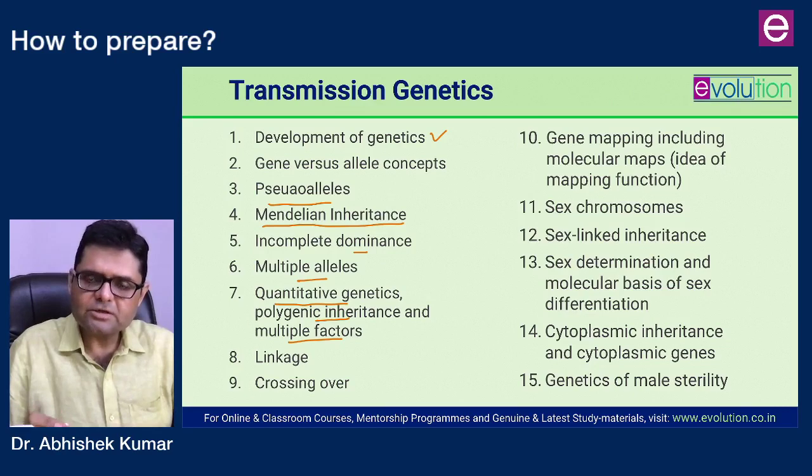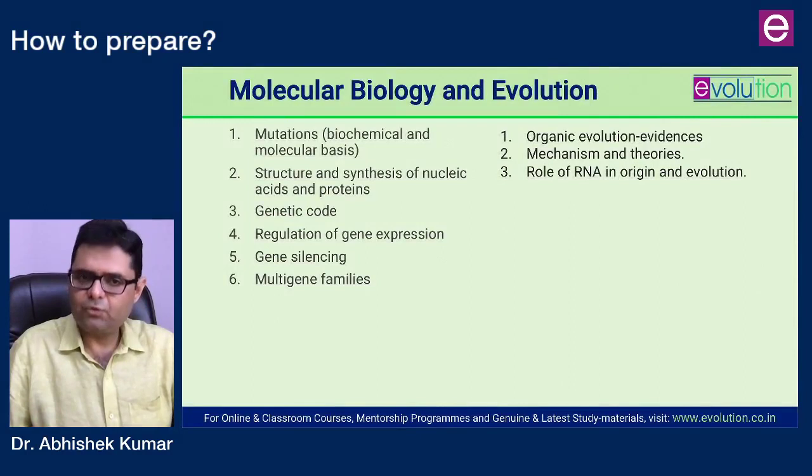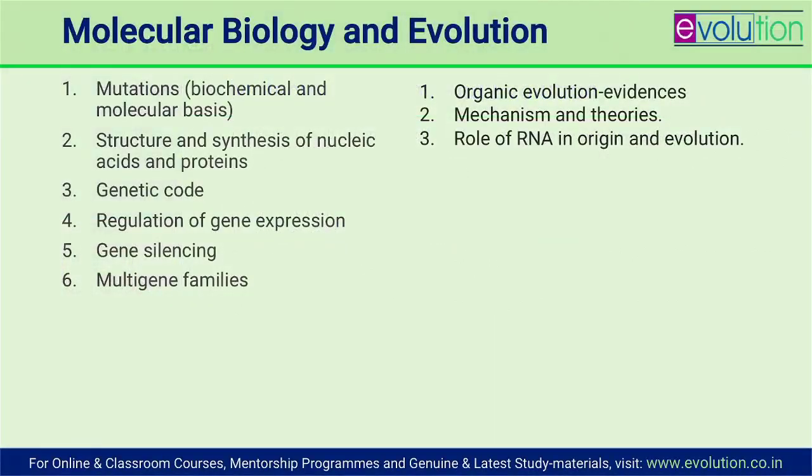This is one of the foundational topics to understand plant breeding, which you will be exploring as the next section in your botany syllabus. After this, there are a few topics, 6 to be precise, in molecular genetics. Topics are less, but they are actually a little big topics. If you look at the first topic, it is mutations, biochemical and molecular basis. Mutations is a big topic because there are many subtopics which come under it, and questions have been asked from these subtopics. After this, structure and synthesis of nucleic acids and proteins.